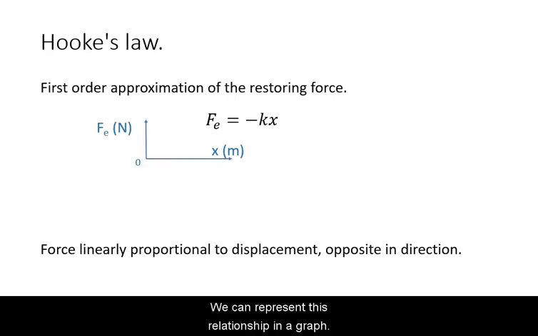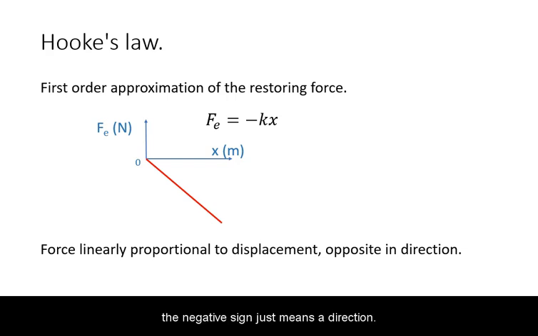We can represent this relationship in a graph. We set up axes for displacement and force, and we will get a straight line with a negative slope. Remember, going in the negative direction does not mean that the force is decreasing; rather, because force is a vector, the negative sign just means a direction. The magnitude of the force is increasing with displacement.